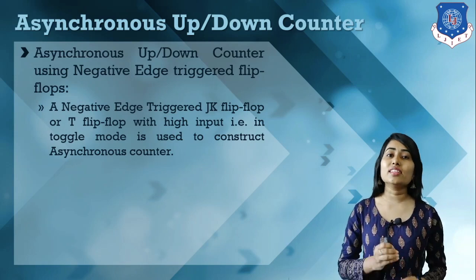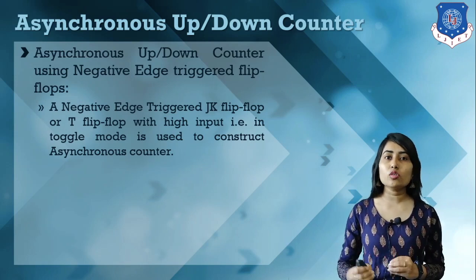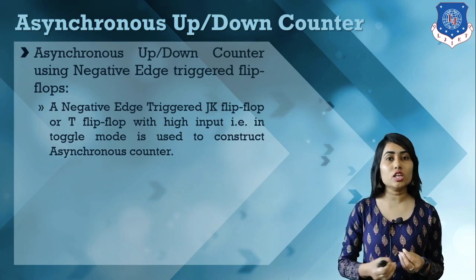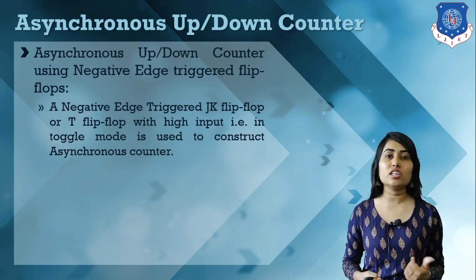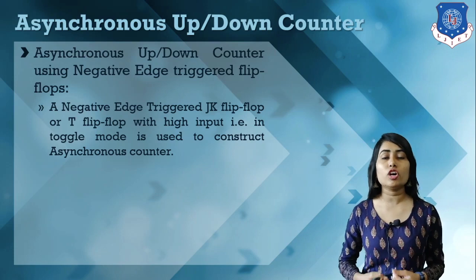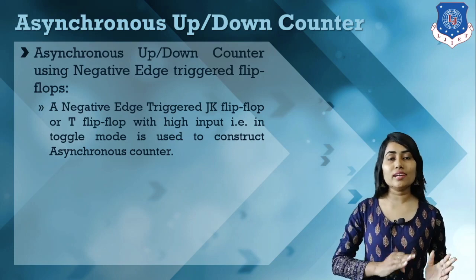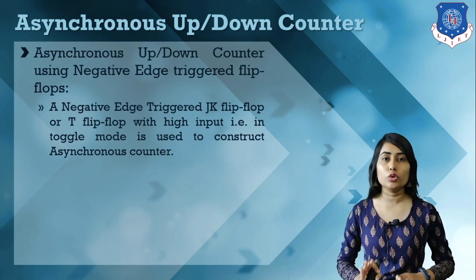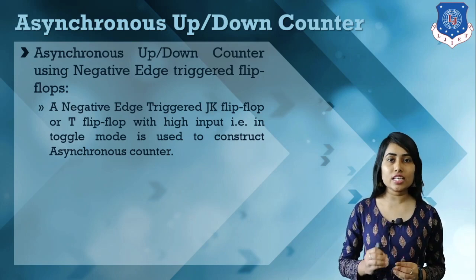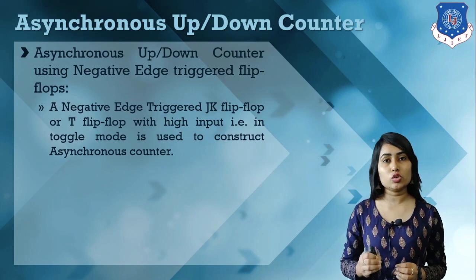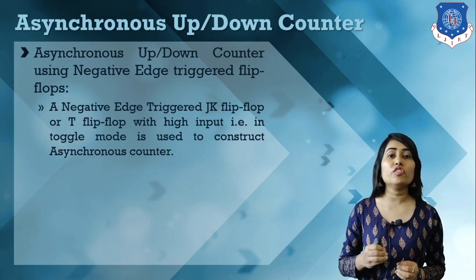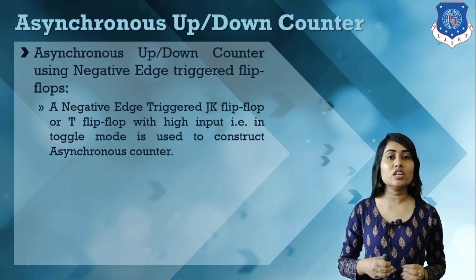Okay, in this asynchronous up and down counter we can use negative edge triggered flip-flops with input 1. Here we use either a JK flip-flop or a T flip-flop and connect 1 as an input. That means we have the flip-flops in toggle mode. So in this asynchronous up and down counter we use negative edge triggered JK flip-flops or T flip-flops with input 1, that means in toggle mode.